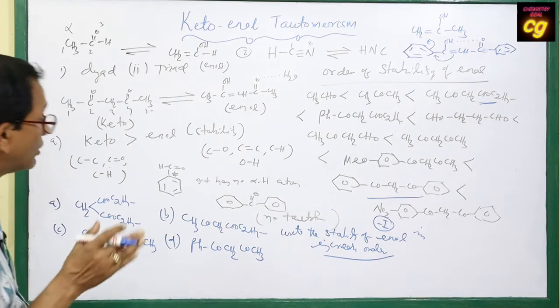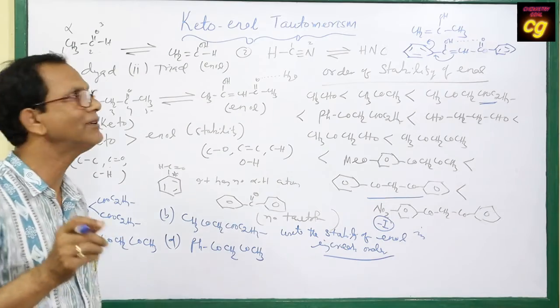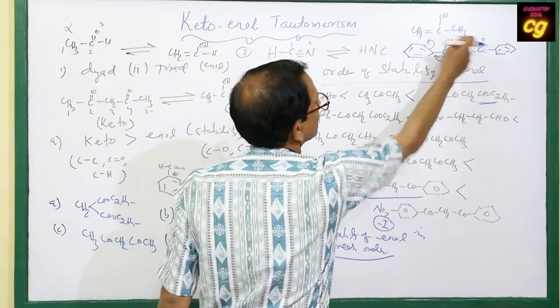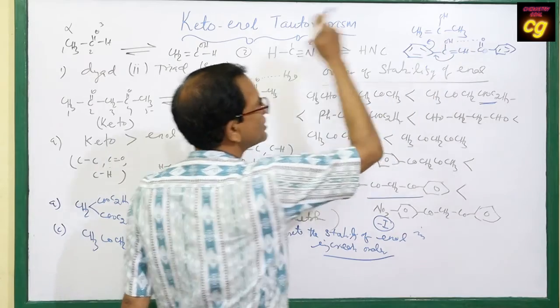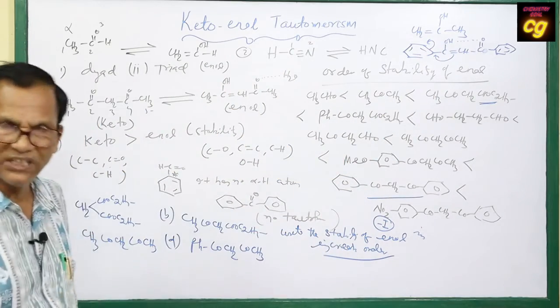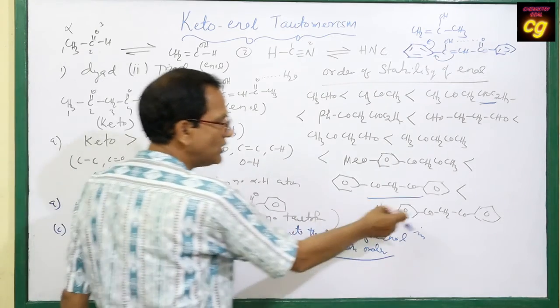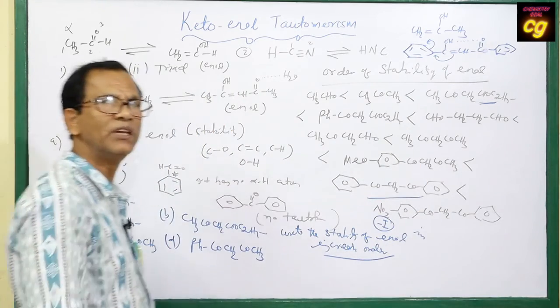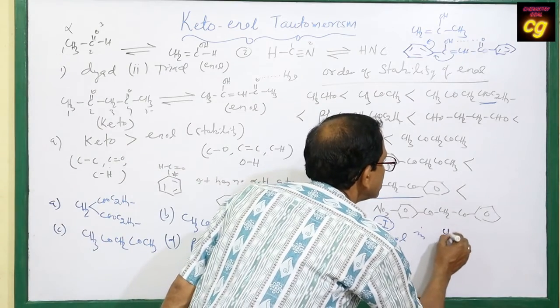But we have to remember one thing: the stability of the enol form depends upon whether intramolecular hydrogen bonding exists or not, whether delocalization of the pi bond is possible or not, and whether a minus I effect is there to increase the stability of the enol form, or favor the loss of hydrogen from the groups. For example, I will tell you these keto forms.